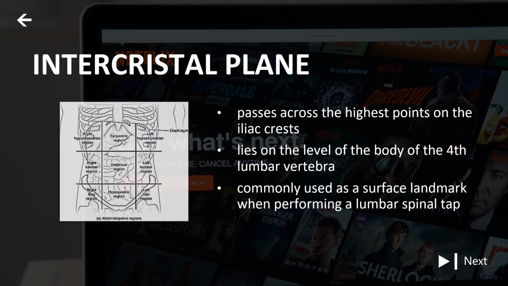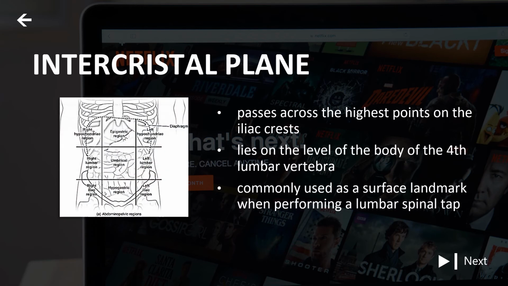Intercrestal plane. The intercrestal plane passes across the highest points on the iliac crests and lies at the level of the body of the fourth lumbar vertebra. This is commonly used as a surface landmark when performing a lumbar spinal tap.